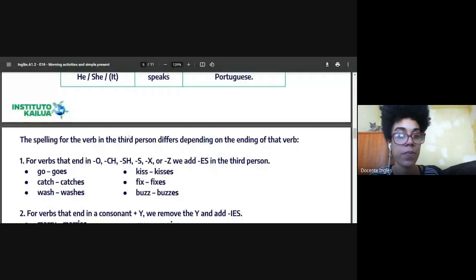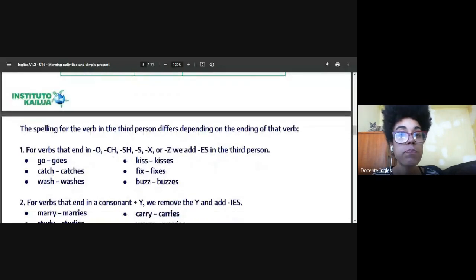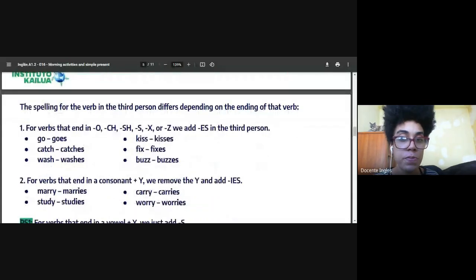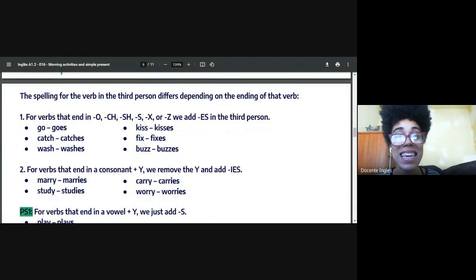Let's see here. So the spelling for the verb in the third person differs depending on the ending of that verb. A complicated sentence, right? But what does that mean? For verbs that end in O, CH, SH, S, X, or Z, we are going to add ES in the third person. So if I say, I go to the gym, she... She goes to the gym.